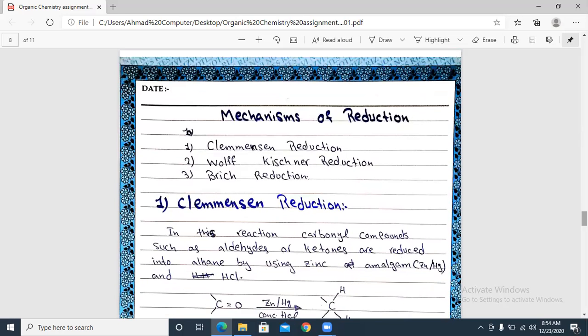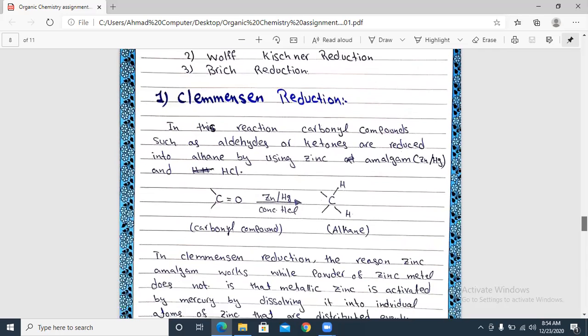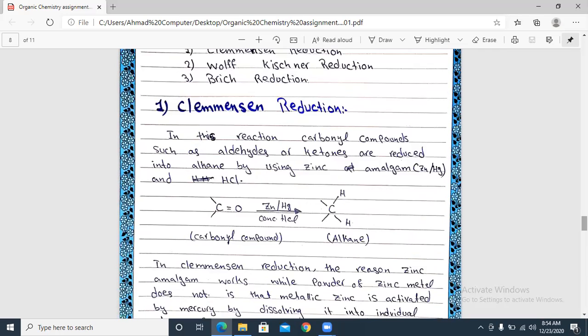Now we'll talk about the mechanism of reduction. Here we talk about the Clemmensen reduction, Wolff-Kishner reduction, and Birch reduction. These are three mechanisms that define reduction in organic chemistry. So first of all, we talk about the Clemmensen reduction.